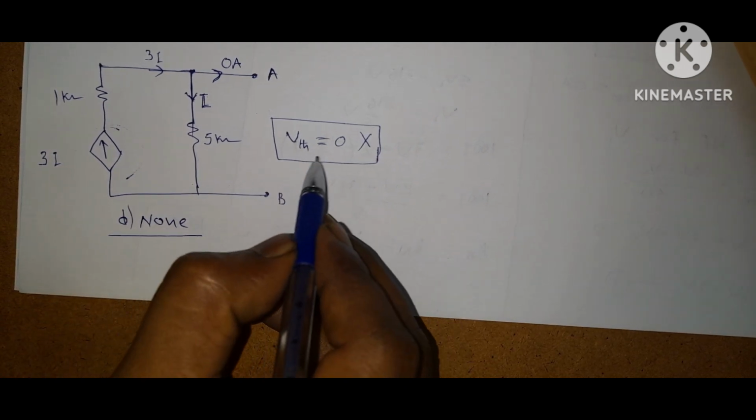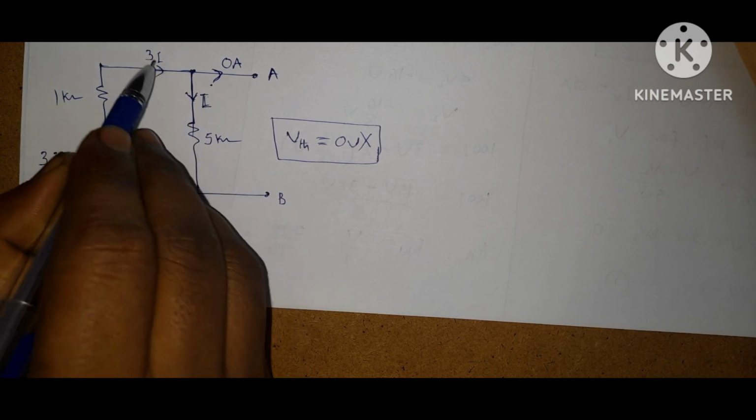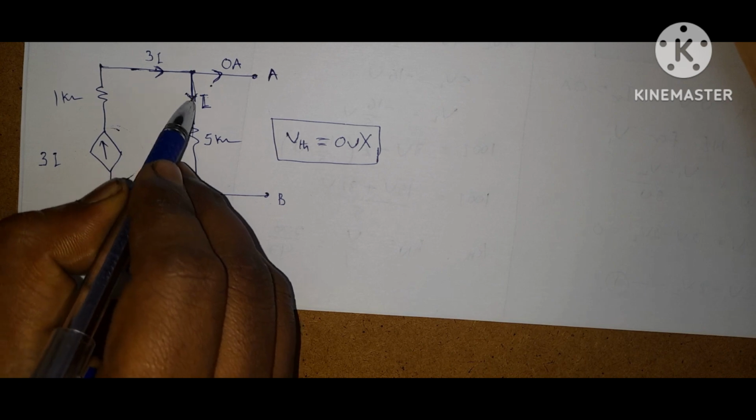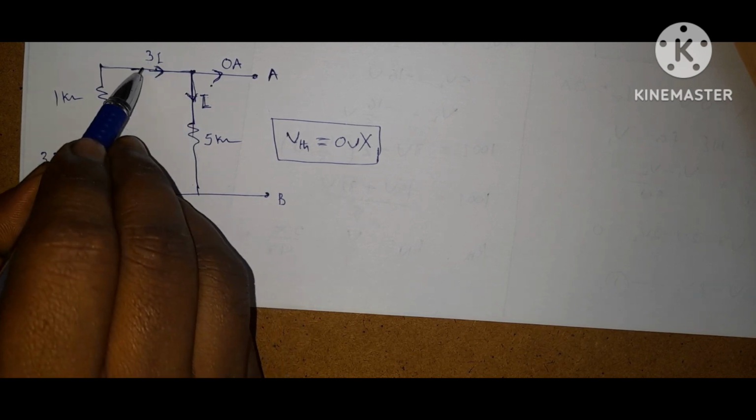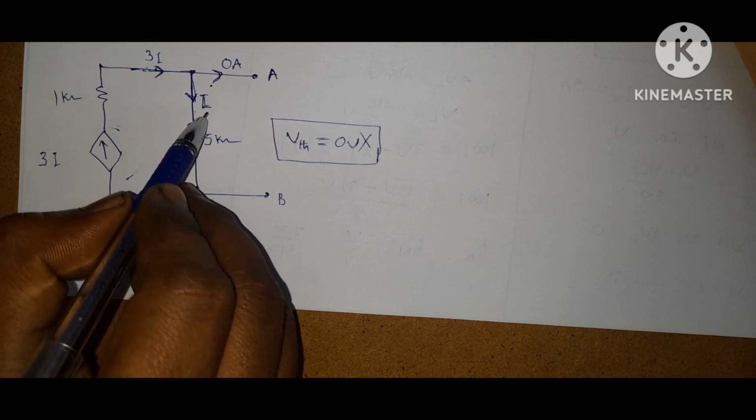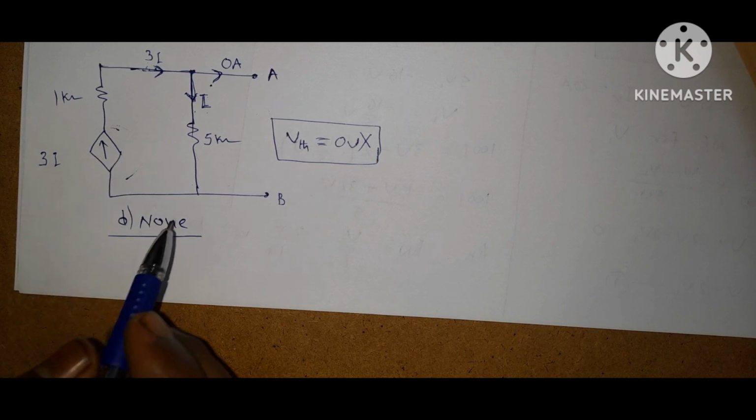Don't take V Thevenin equal to 0 volts. Here physical connections do not exist because it is violation of KCL. This current must go through this branch. This 3I equal to I. In series current must be same, but here this is 3I and here it is I. So this is violation of KCL. Physical connections do not exist. Option is none.